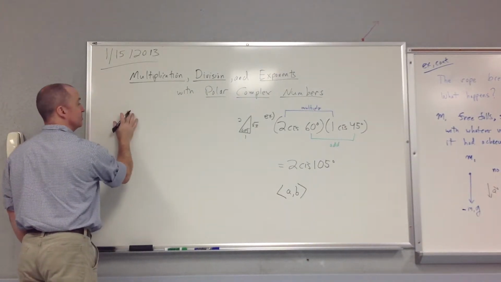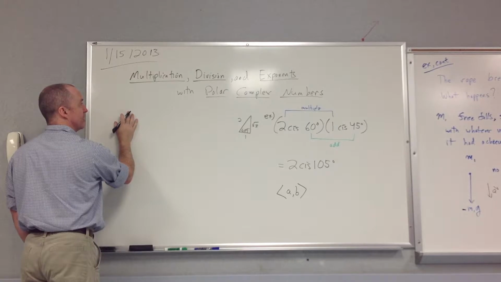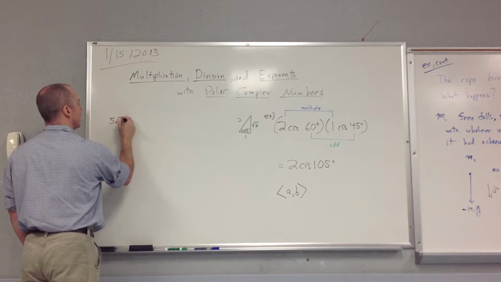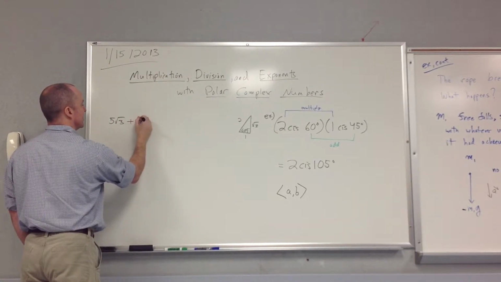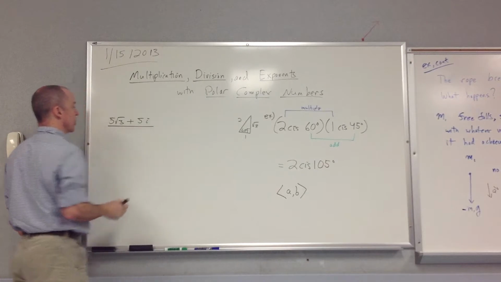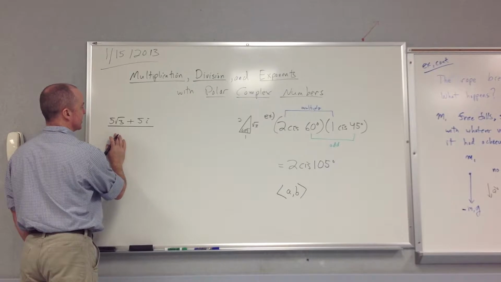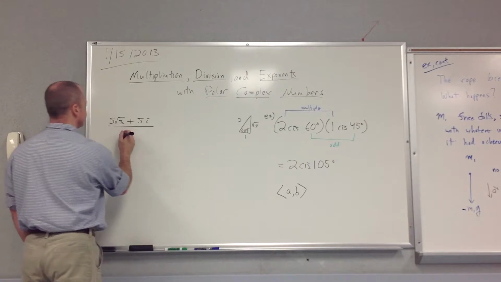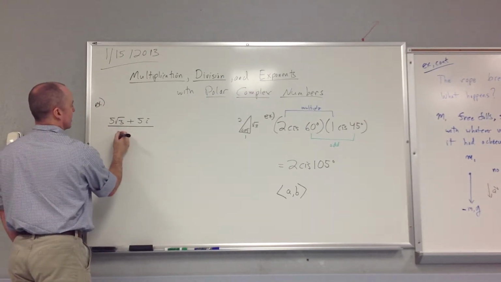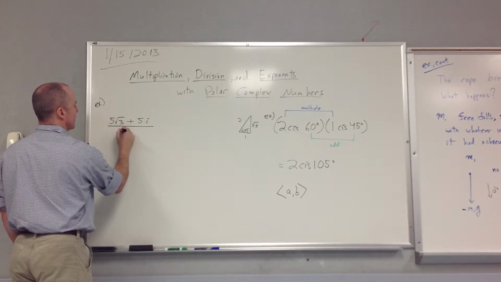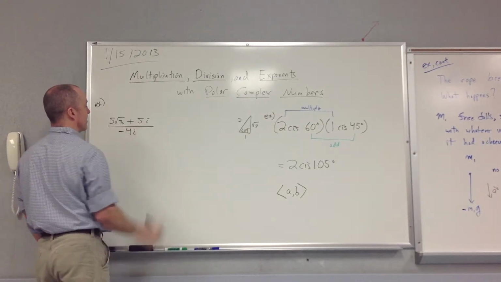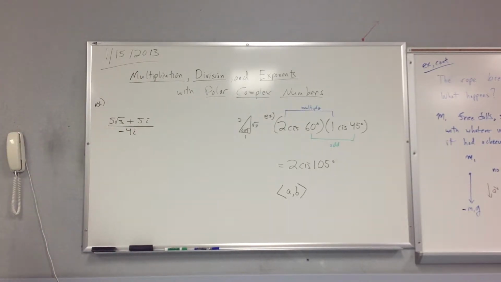With division, give me a second to make one up that will actually work. So if I do 5 root 3 plus 5i, bless you, over, put this one in another quadrant now. And I got to keep it to like 30s, 60s, 90s, and 45s. So, no, actually, I'm just going to do another example. I'm just going to do this divided by negative 4i.